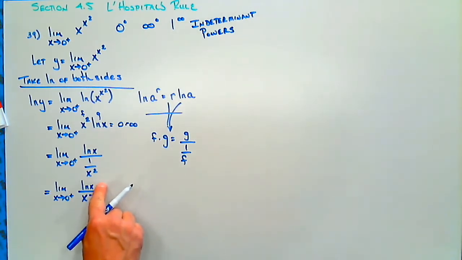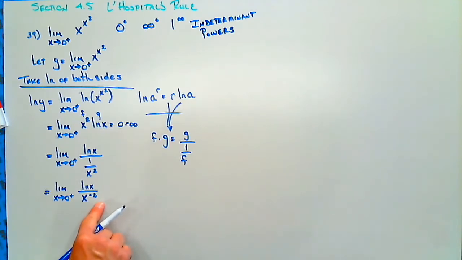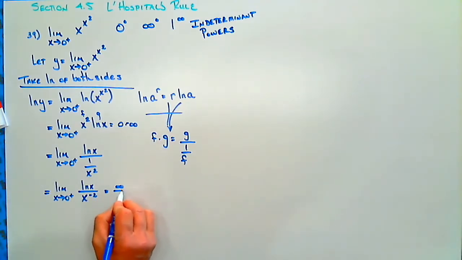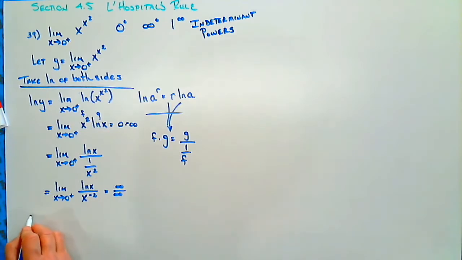What does this give us? This gives us negative infinity and infinity. So we're going to get infinity over infinity. So this is a form of L'Hopital's rule, right? What does that get us? Well, that gets us our big equal sign with our L'Hopital's rule, and we get the limit as x approaches 0 from the right.